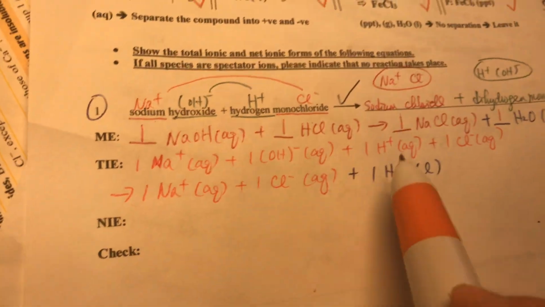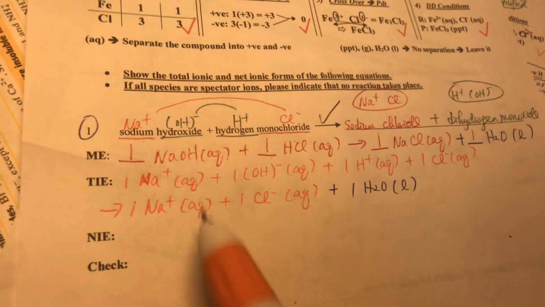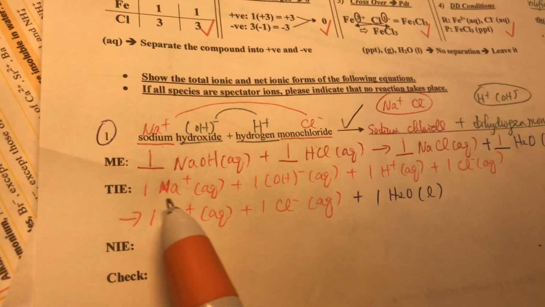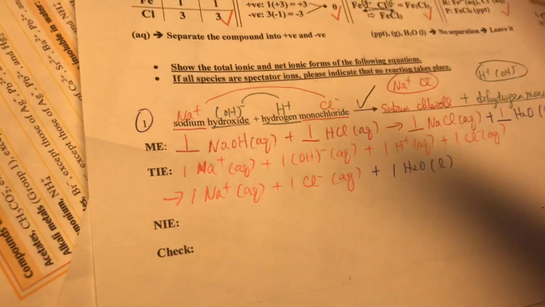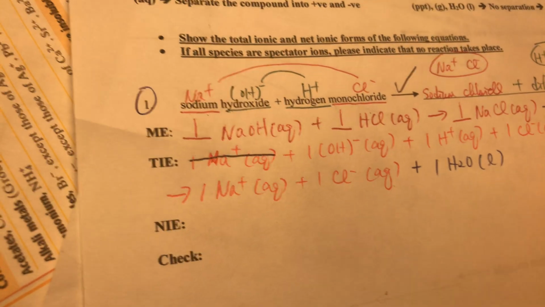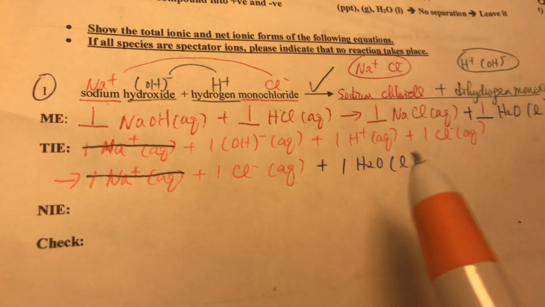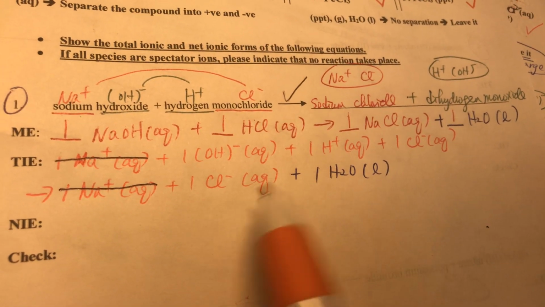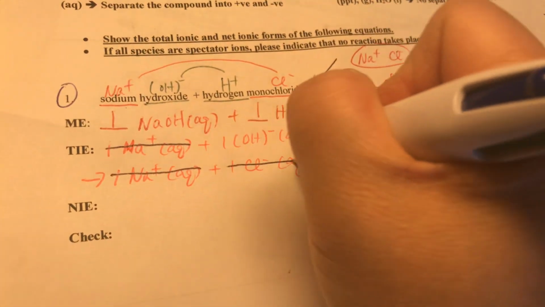Okay, so let's check. Do I have one Na plus aq showing up on both sides? Yes, we do. One Na plus aq, one Na plus aq, exactly the same in coefficient, charge, and state. So we use black pen to cancel. Any other thing that is the same? Yes, I get one Cl minus aq on both sides. Exactly the same, so cancel out and cancel out.